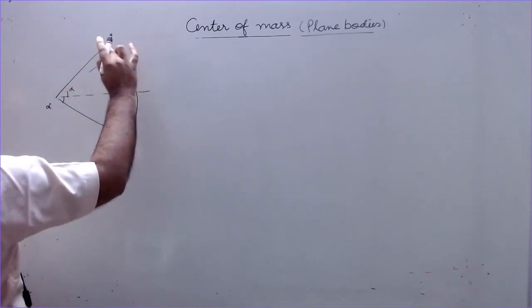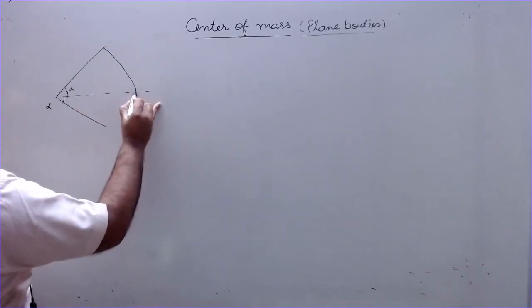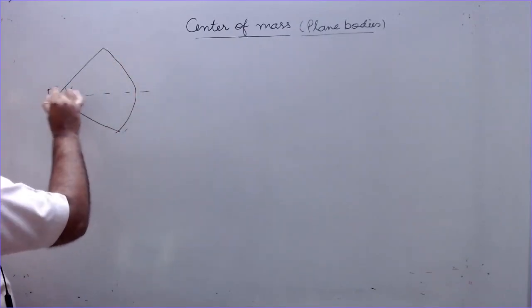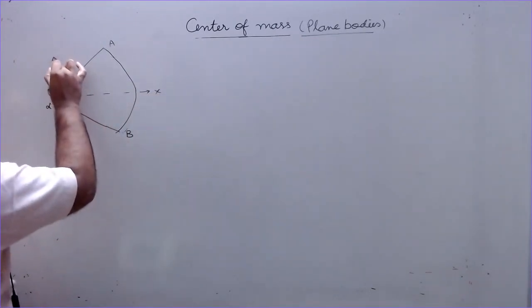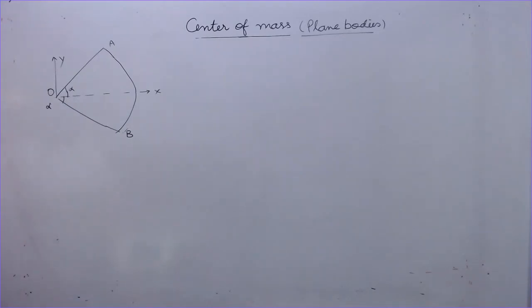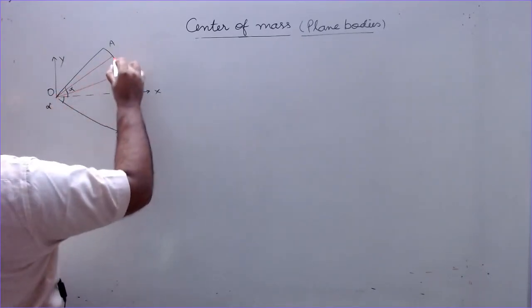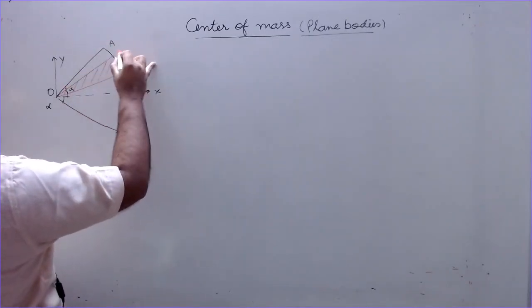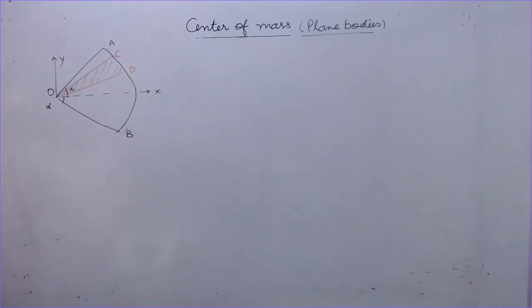We will take a small element. The mass density of this is assumed to be uniform. Now this is a plane body. This is the origin, A, B. We have x-axis, y-axis. So in this position, center of mass will be varying only about x-axis. So let us take a small element here. This is a small element.